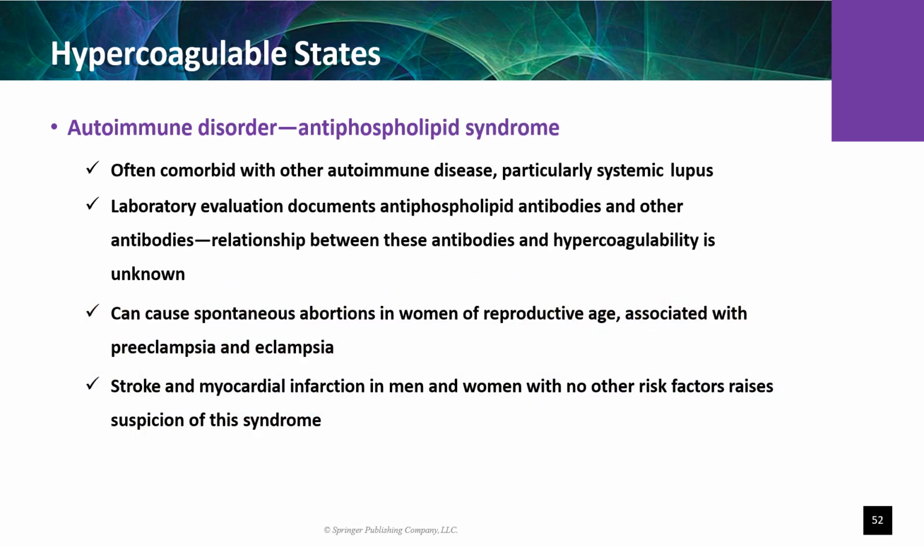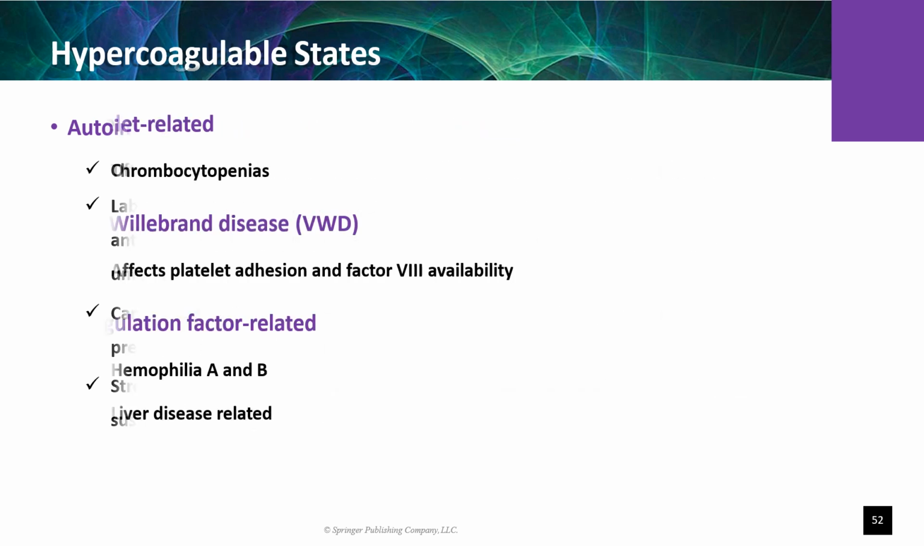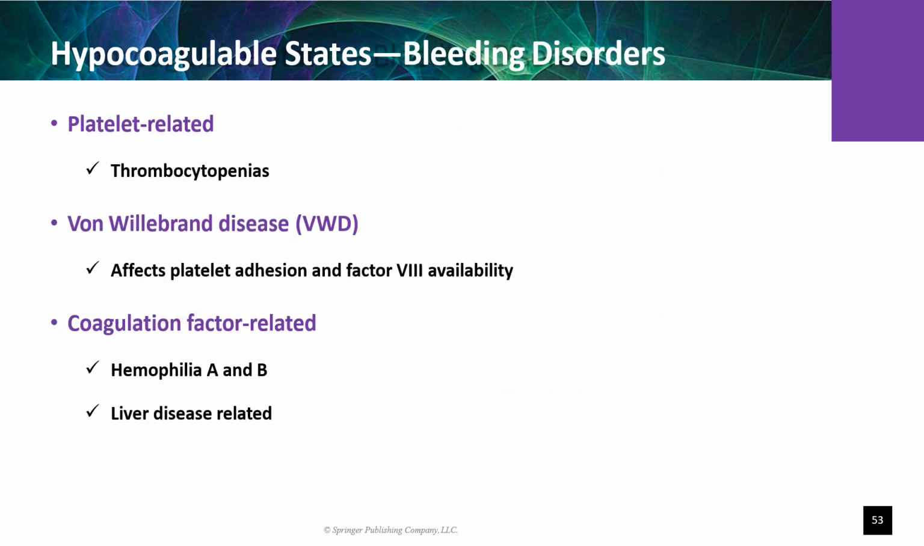Antiphospholipid syndrome is an autoimmune condition that results in increased clotting. This can occur secondary to an autoimmune disease, most commonly systemic lupus. These are some of the hypercoagulable states. Next, we turn to the hypocoagulable states that cause bleeding disorders.